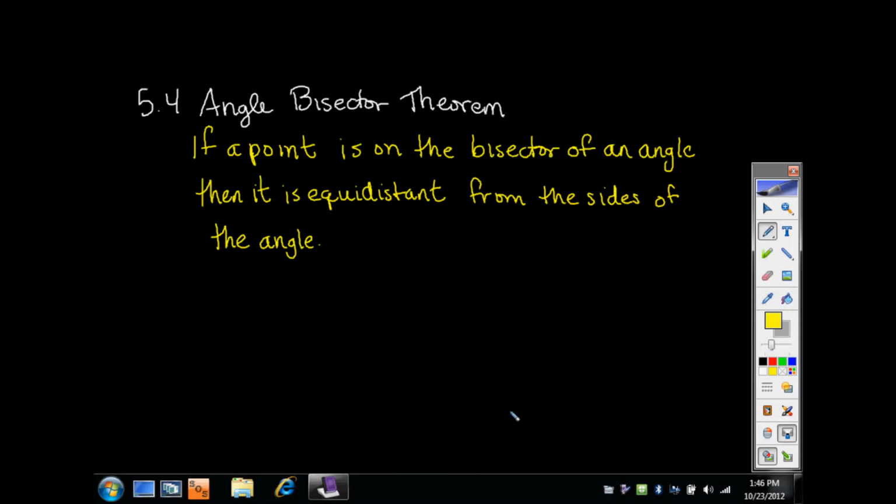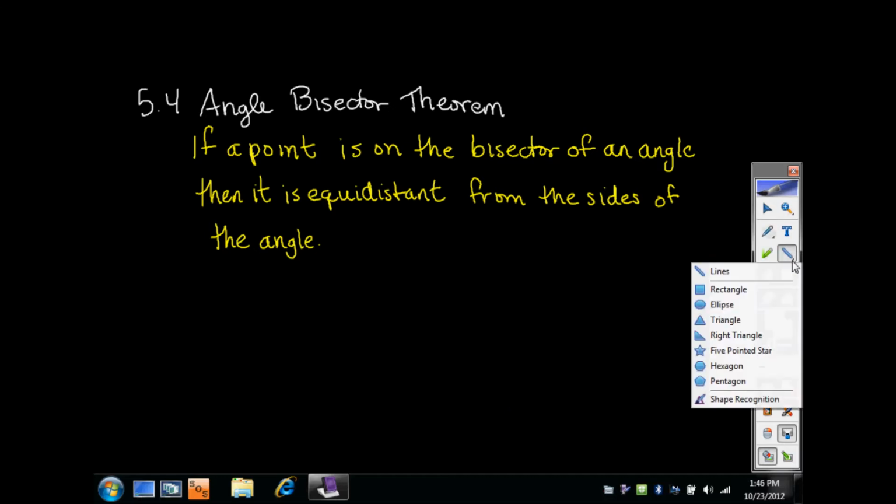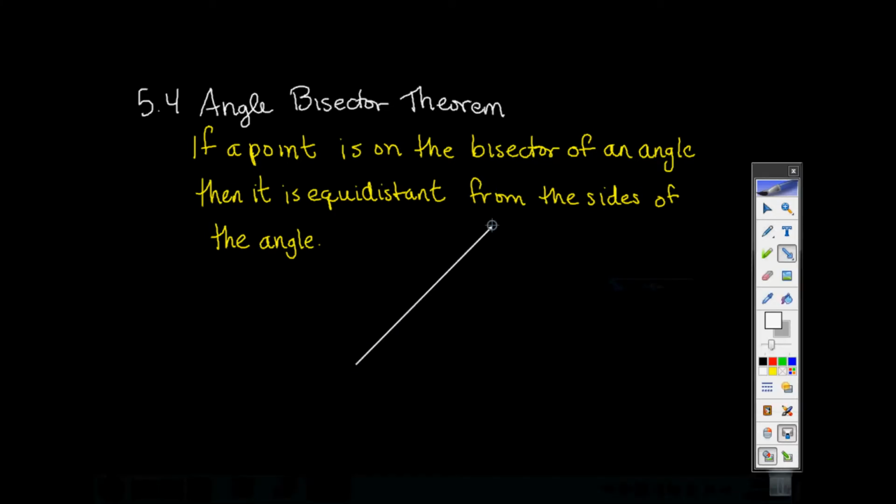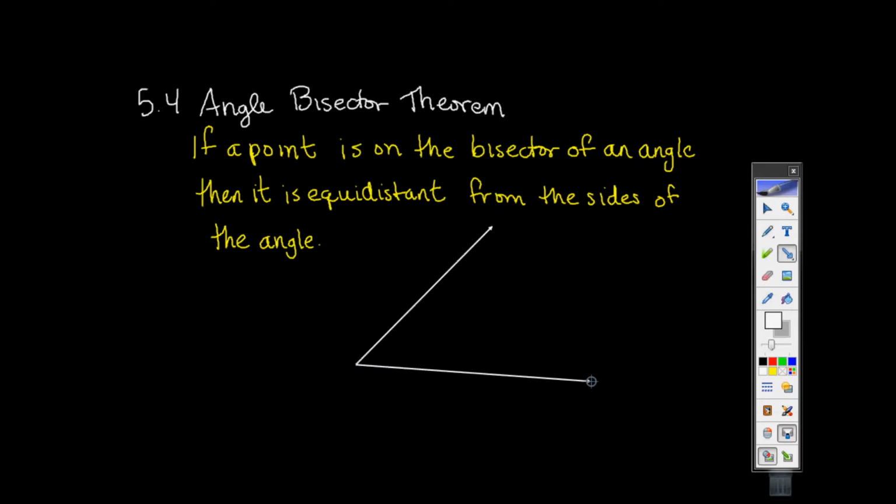This tells us that if a point is on a bisector of an angle, then it is equidistant from the sides of the angle. So if we take some angle and we bisect it.